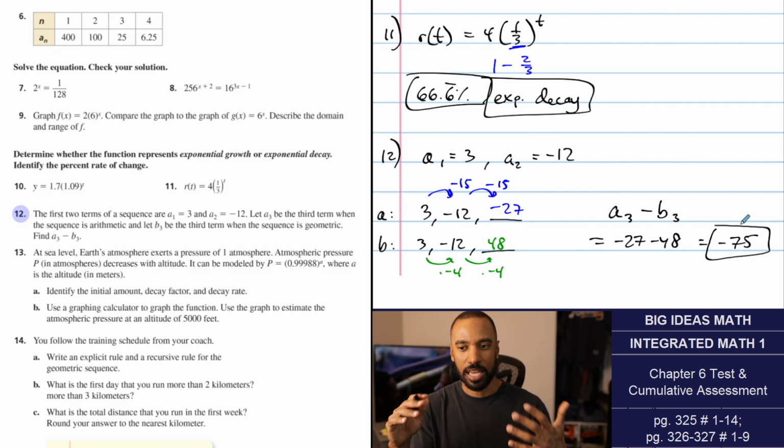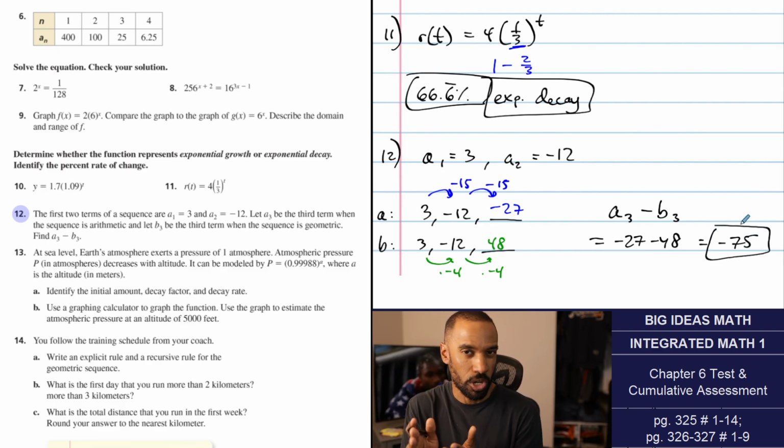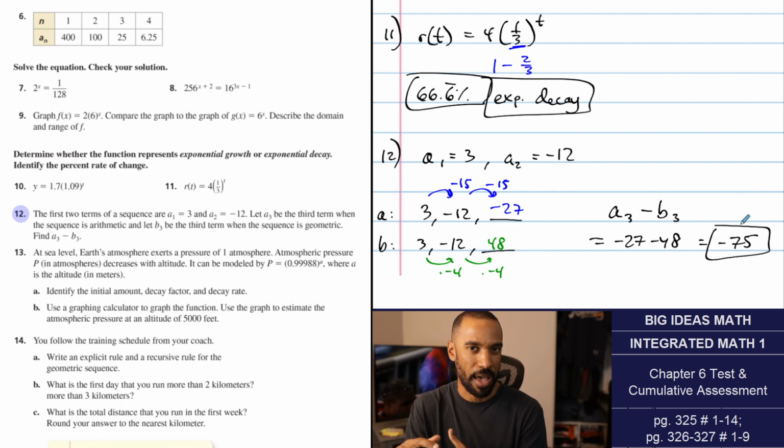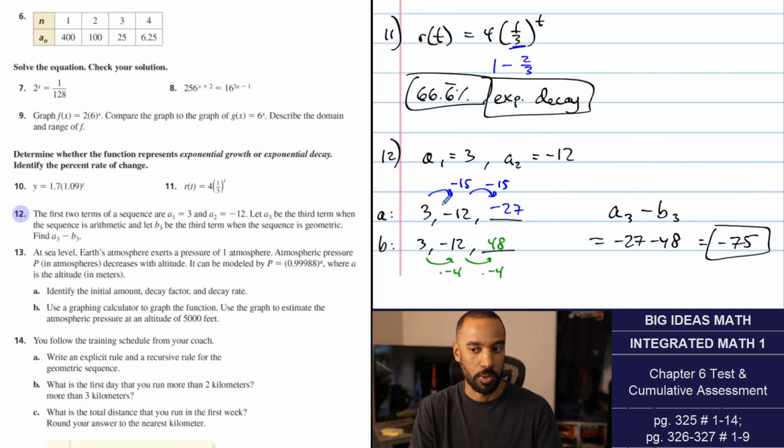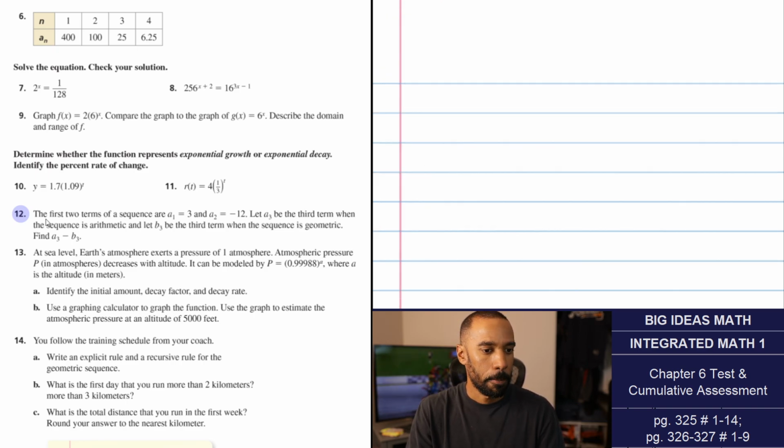So that's everything in a nutshell. You see, two terms alone don't represent an arithmetic or geometric pattern. You really need that third term. In some cases, maybe even the fourth term. But with the two terms alone, are we subtracting 15 or are we multiplying by negative 4 or something else? Just couldn't tell.